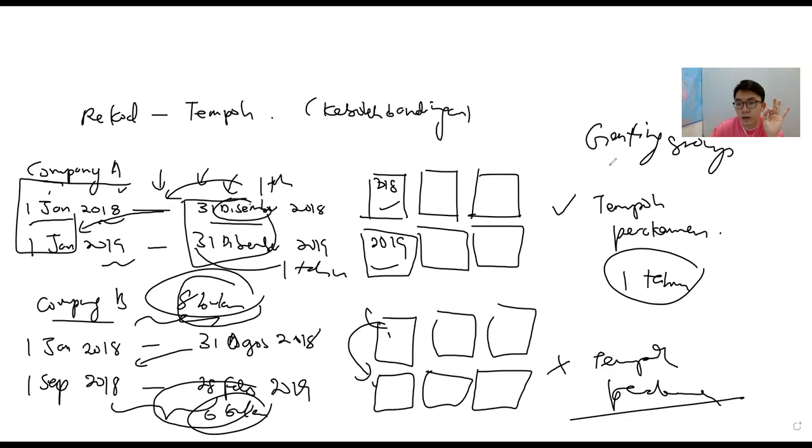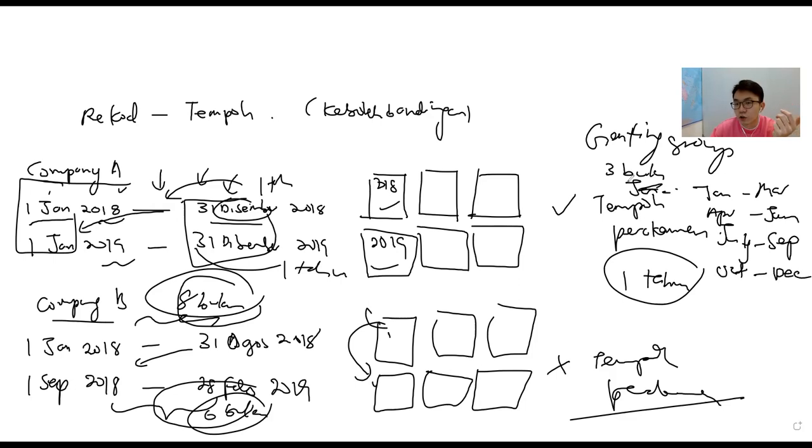Three months. Setiap 3 bulan. So let's say from January sampai March, Jan, Feb, March. Okay, and then from April sampai June. And then from July sampai September. And then from October sampai December.